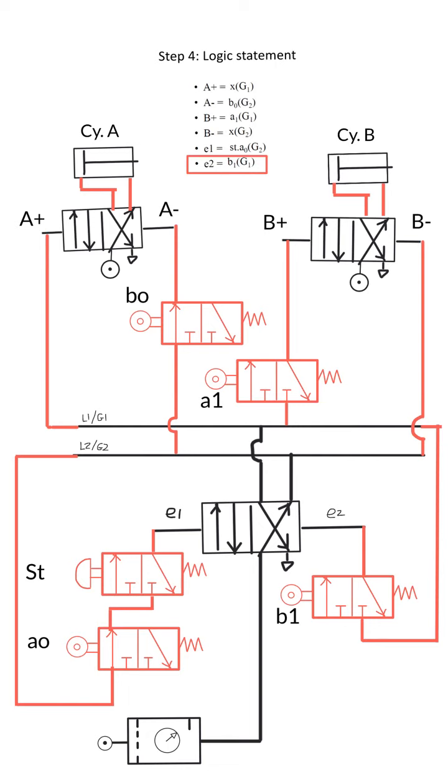And last one is E2. The statement here is B1 G1. Okay, from E2 here, connected with limit switch B1. Again, cylinder B is in retract position, so it is not touching the B1 limit switch. So we have to put it on the right side, and then connected to line 1 G1.